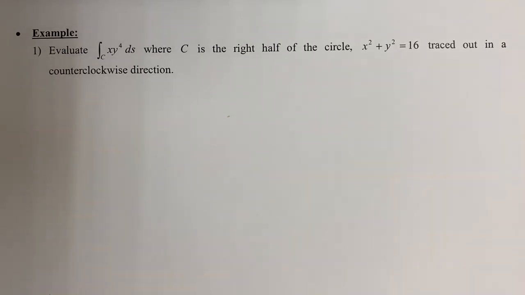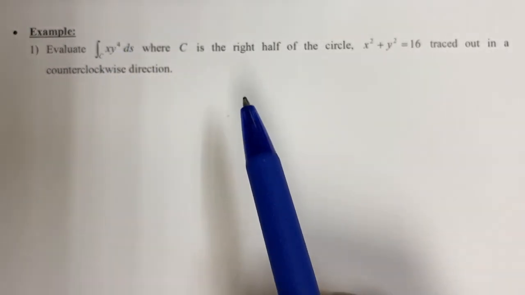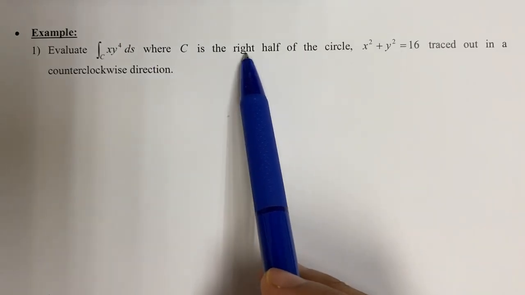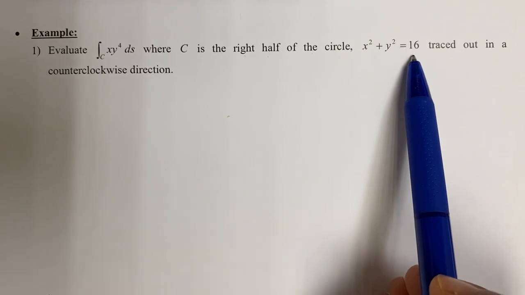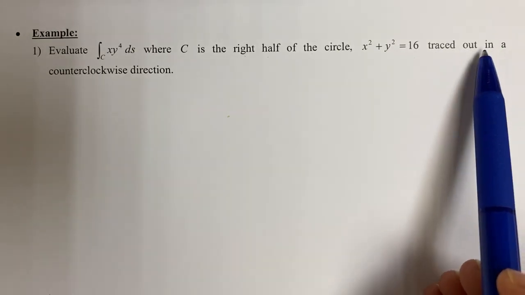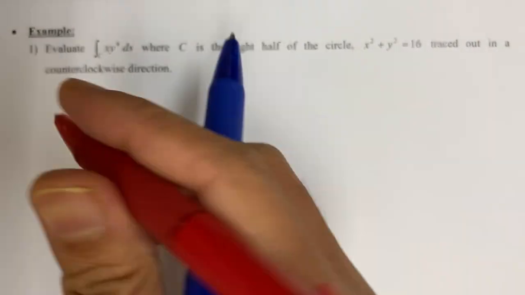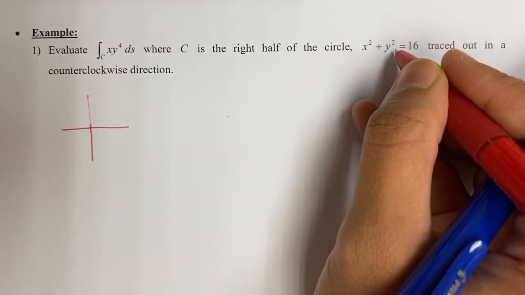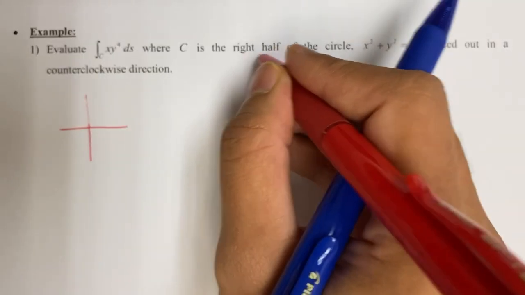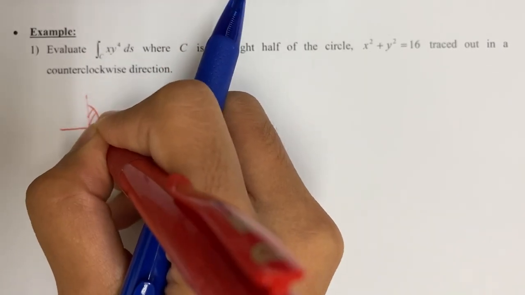So start with the first one. Evaluate the integral over C of x y to the power of 4 ds, where C is the right half of the circle x square plus y square equal to 16, traced out in a counterclockwise direction. Okay, so if you sketch the curve, you have x square plus y square equal to 16, the right half of the circle, with radius 4.